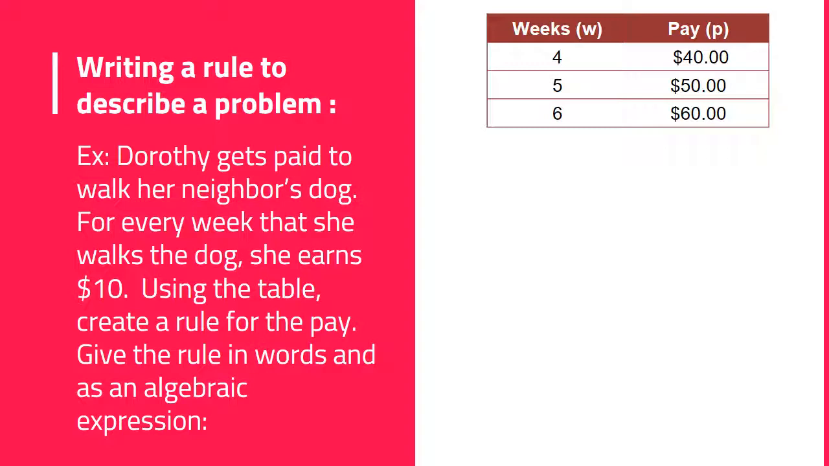So she earns $10 a week. If I look at the table, at week 4, they jumped ahead a little bit. She made 40 bucks. Week 5, now she has a total of $50. After 6 weeks, she then has a total of $60. So how can I write that as an expression? What are we doing to get from 4 to 40, 5 to 50, 6 to 60?